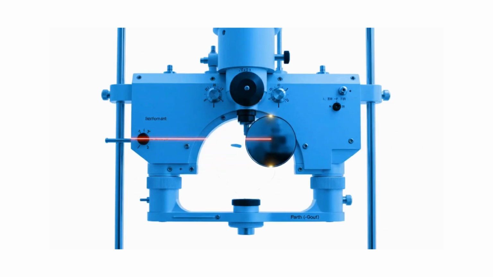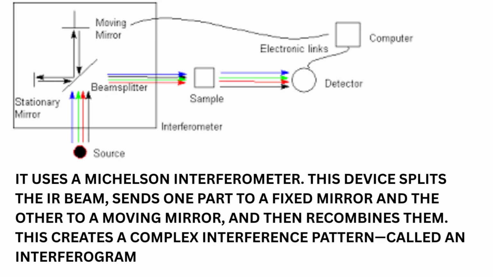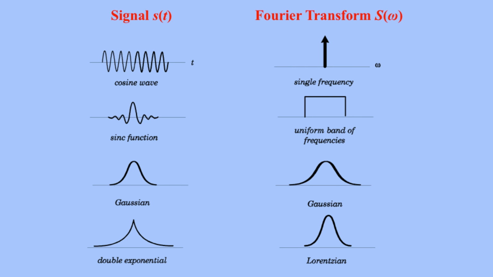Instead of a monochromator, it uses a Michelson interferometer. This device splits the IR beam, sends one part to a fixed mirror and the other to a moving mirror, and then recombines them. This creates a complex interference pattern, called an interferogram, that contains data for all frequencies simultaneously. The magic is in the name. A mathematical process called a Fourier transform converts this interferogram into the final, easy-to-read spectrum.